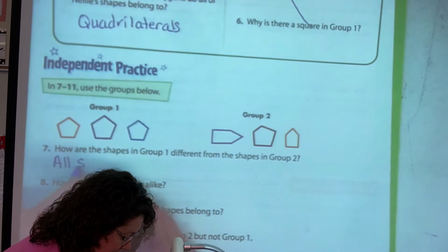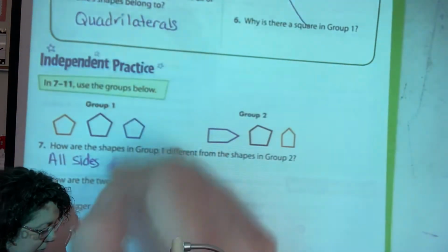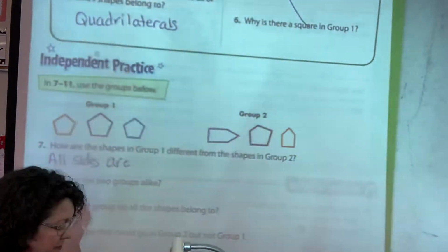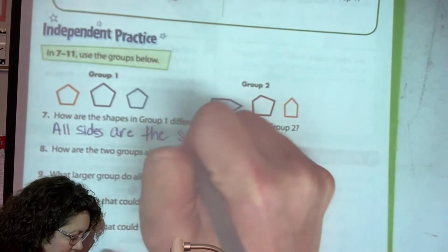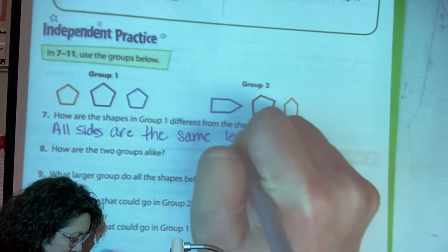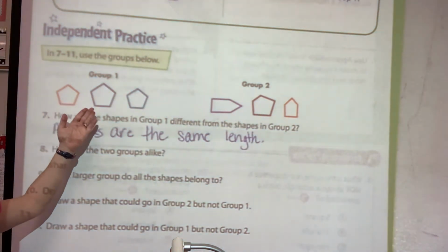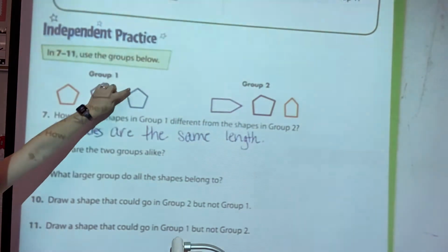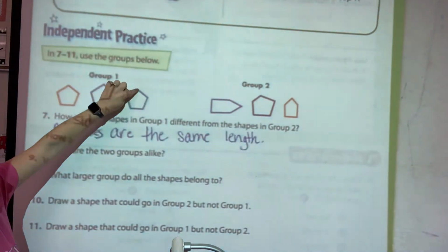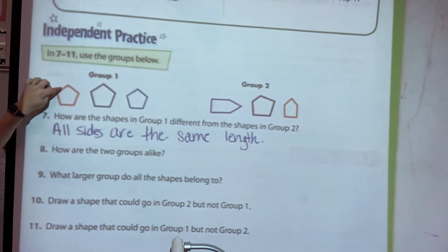All sides are, let me just move it up a little bit, the same length. They're not all 3 exactly the same size, but this one, all are the same, this one, all are the same, and this one, all are the same.